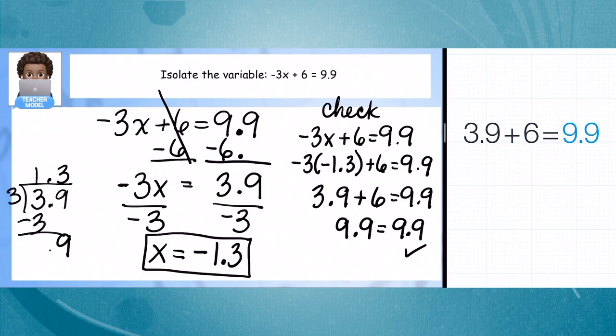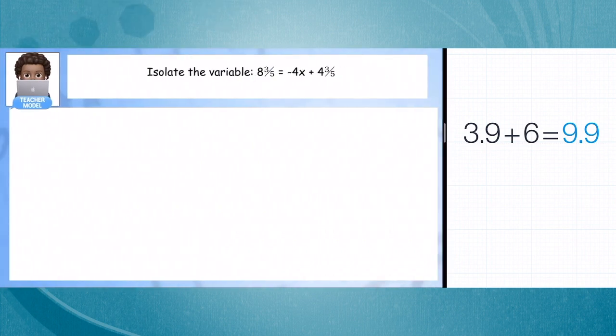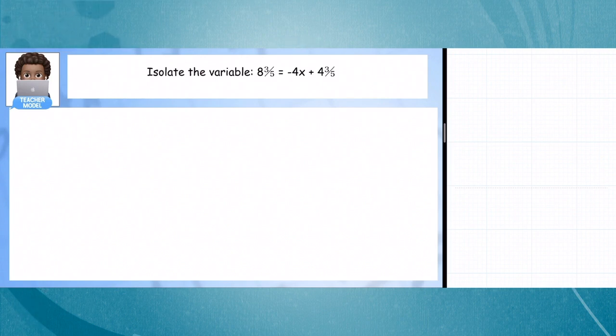We're going to do one more together, just one more. So let's clear up our calculators. This time we have some fractions. So I'm going to just use a smaller pen for this one. We have 8 and 3/5 is equal to negative 4x plus 4 and 3/5. I want to give us a lot of space to work with these fractions.